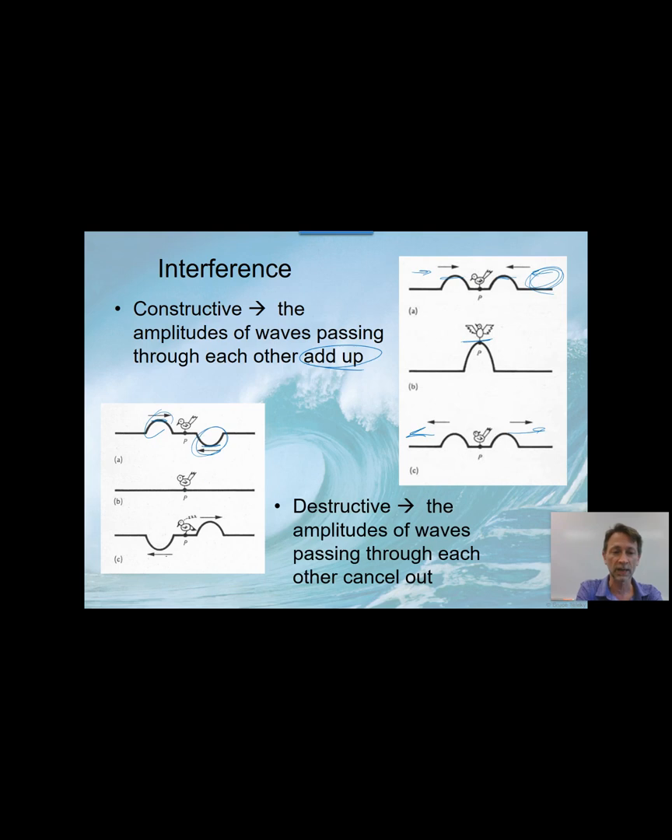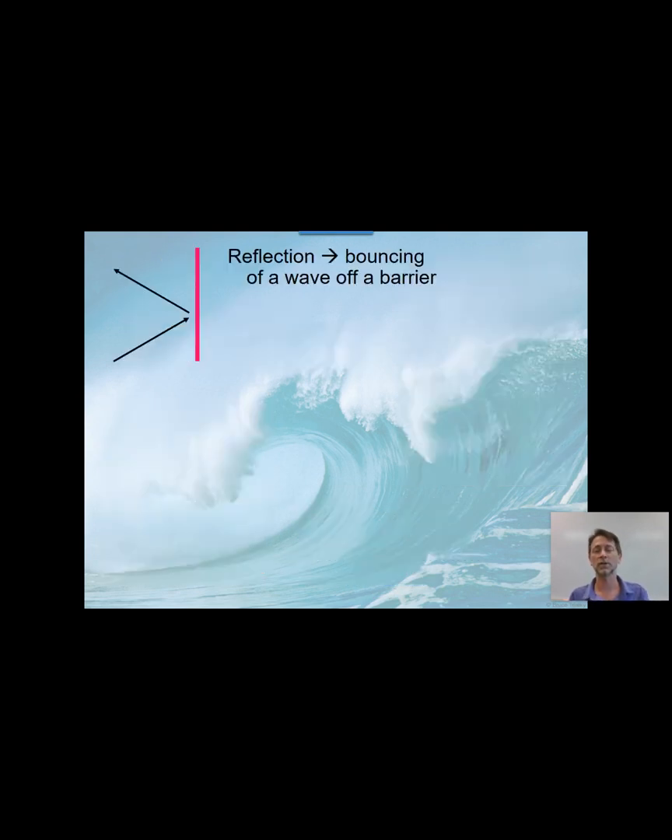But you'll notice that the trough is still heading to the left, like I said over here at the constructive. You wouldn't know that unless you see this one, and you'll notice that the crest is still heading to the right. So they don't bounce off of each other. They don't stop, but they do cancel the amplitudes out, and then they keep going in their respective ways. So in destructive interference, the amplitudes of the waves pass through each other and cancel out momentarily and then keep going. So that's constructive and destructive interference.